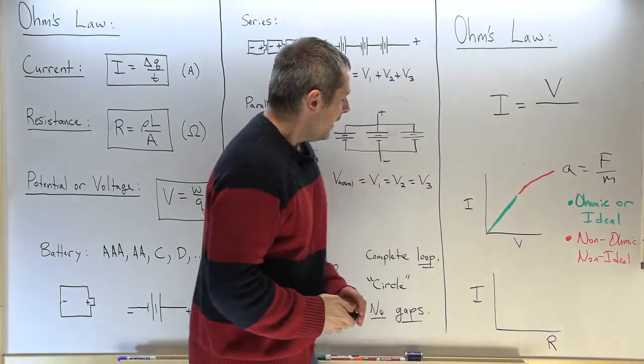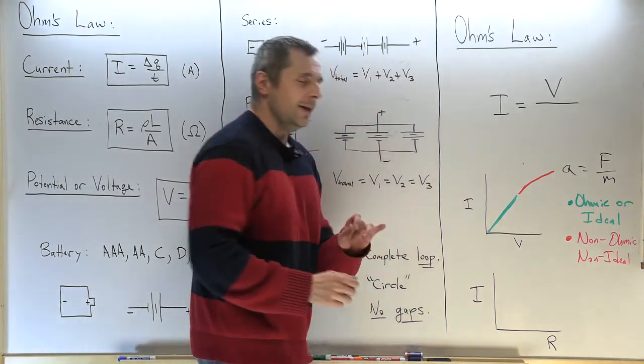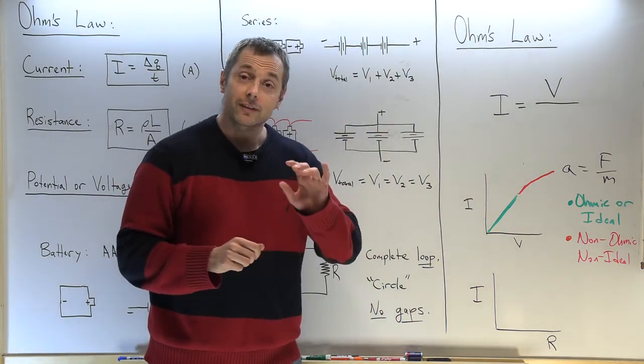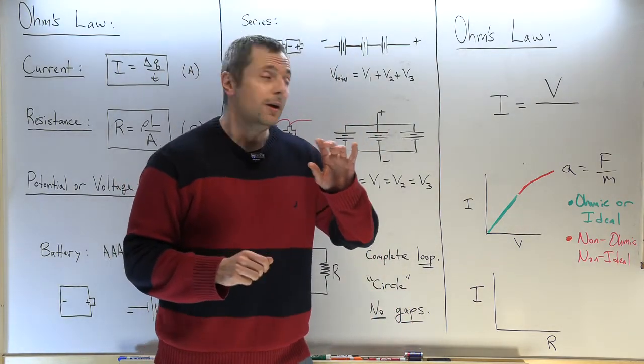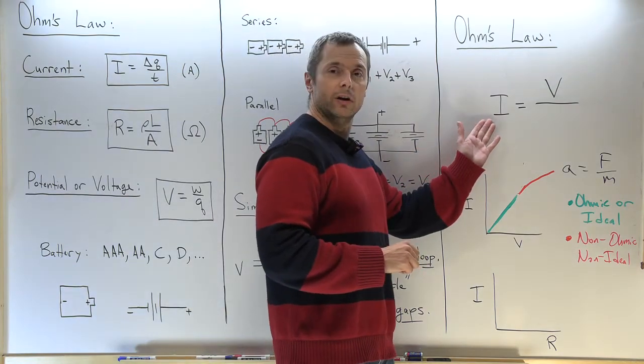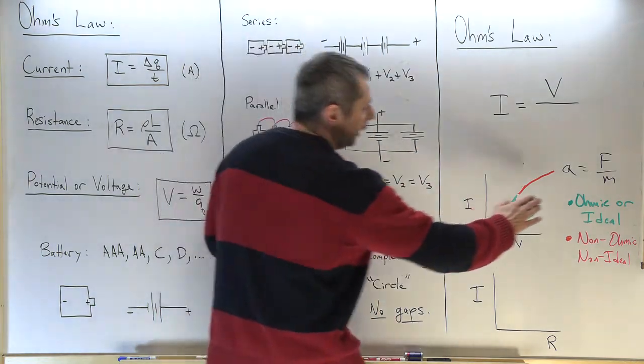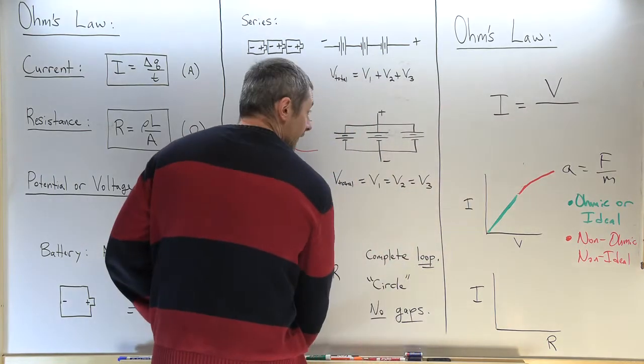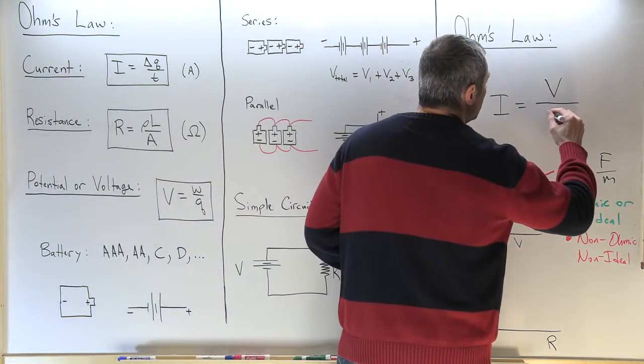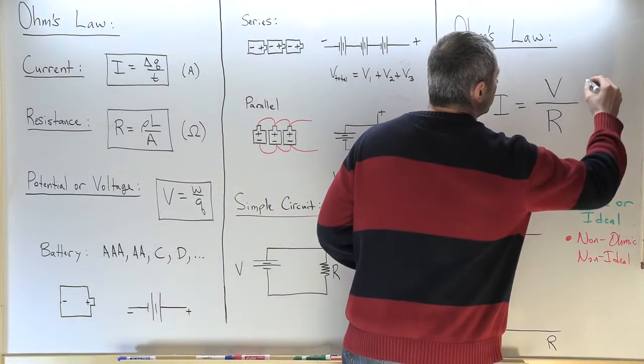All right, so what you saw is when I made more resistance, the bulb got dimmer. In other words, more resistance, less current. So that means, just like mass, R belongs in the bottom, in the denominator. So there is Ohm's law.